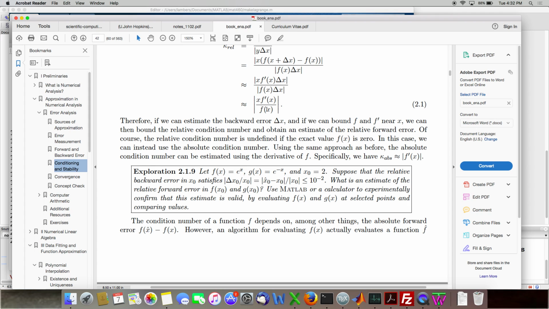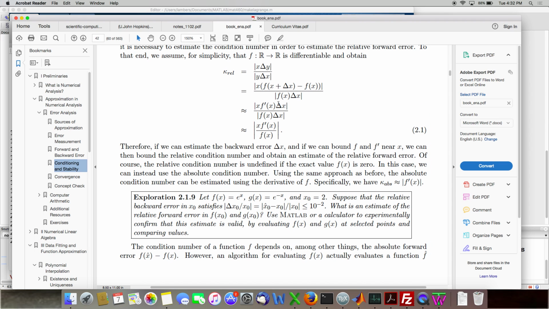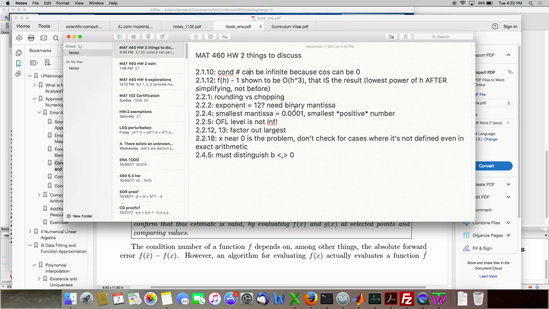So you might want to use the absolute condition number instead, where you don't have this division. So that's one thing I noticed that people were missing.